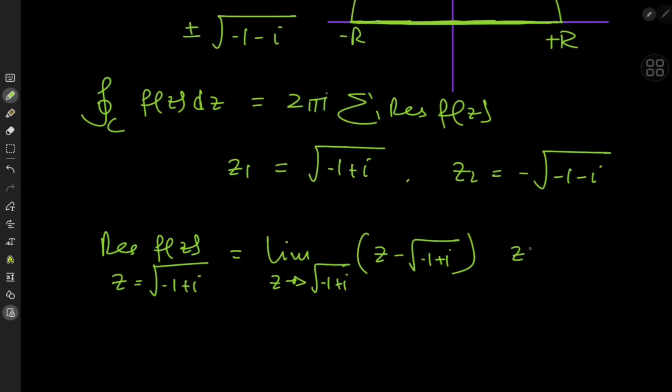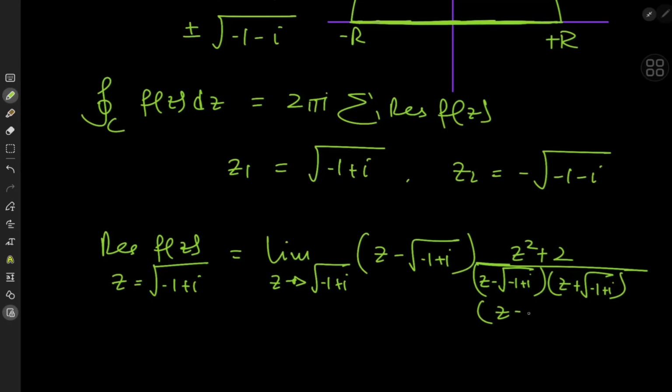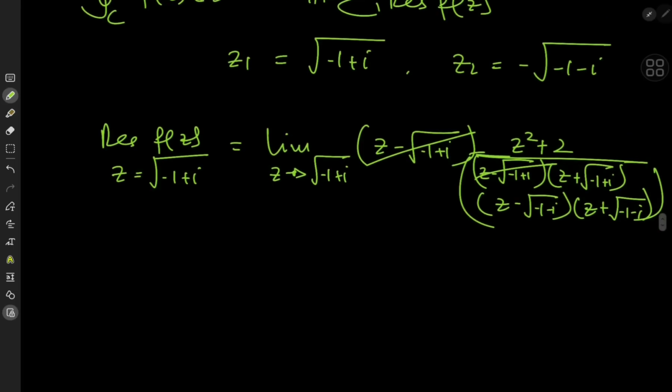As z tends to root negative 1 plus i of z minus root negative 1 plus i times the function f of z. Now f of z is z squared plus 2 divided by the denominator, which in its factorized version would be z minus root negative 1 plus i times z plus root negative 1 plus i times z minus root negative 1 minus i times z plus root negative 1 minus i. Not the prettiest way to write that, but you get the idea. So we have some nice cancellation taking place, and now we're interested in evaluating the limit.